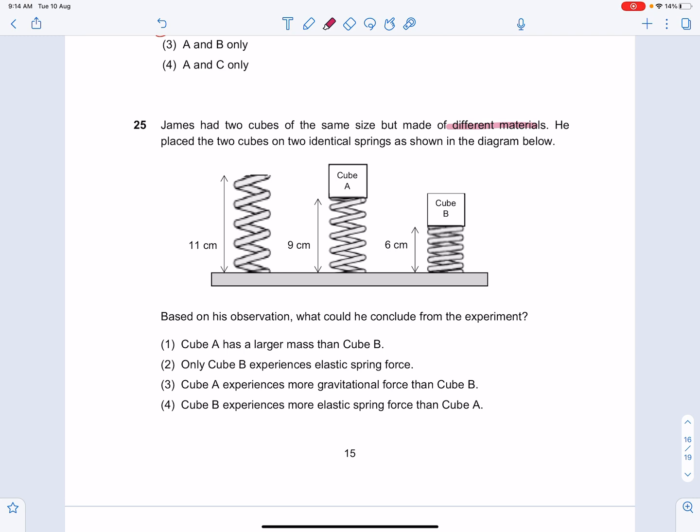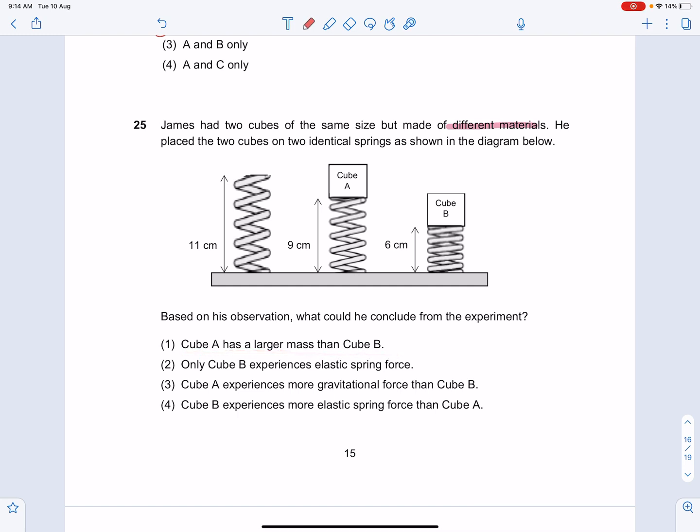Right over here, let's take a look to see what is correct and what is wrong. We will have to run through every single option in order to eliminate them. So the first one, cube A has a larger mass than cube B.